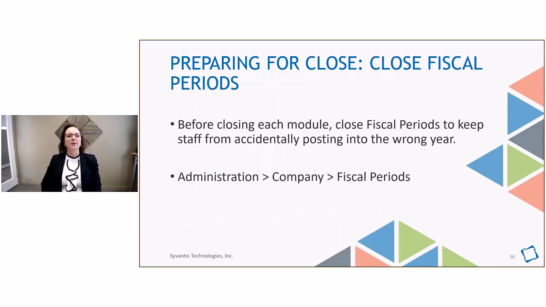And then the last thing you do with each one of them is close the fiscal periods. I would guess that almost everybody on this call has closed fiscal periods. It's in Administration, Company, Fiscal Periods. It does not physically do anything in the system, no GL impacts, no transactional impacts. The only thing it does is mark a box that locks that module down so that nobody can accidentally post backwards into the year that I'm about to close.